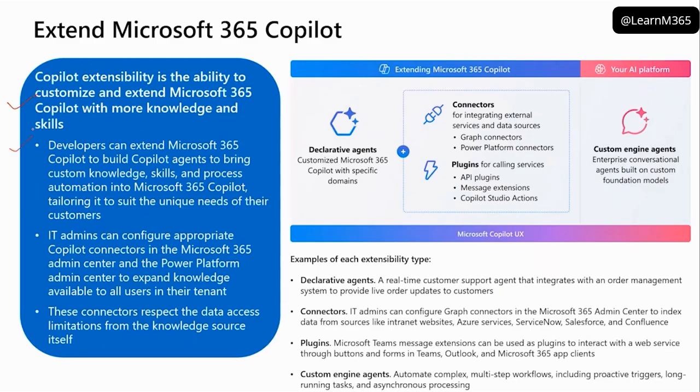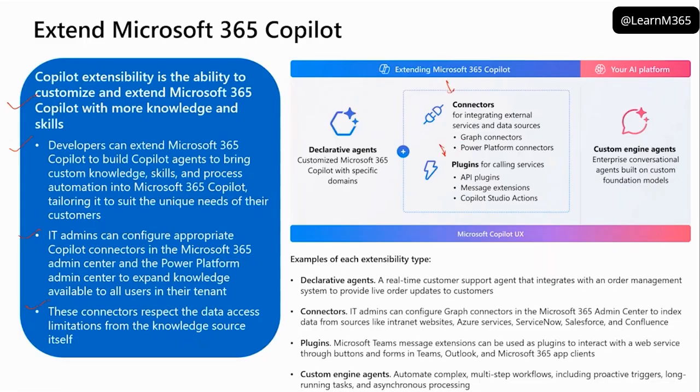First of all, developers can extend Microsoft 365 Copilot to build Copilot agents to bring custom knowledge, skills, and process automation into Microsoft 365 Copilot, tailoring it to the unique needs of their customers. Second, IT admins can configure appropriate Copilot connectors in the Microsoft 365 Admin Center and the Power Platform Admin Center to expand knowledge available to all users in the tenant. Third, these connectors respect the data access limitations from the knowledge source itself. So right now we have two new concepts in the picture.